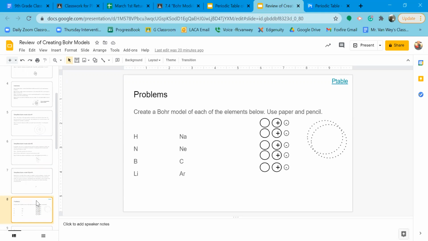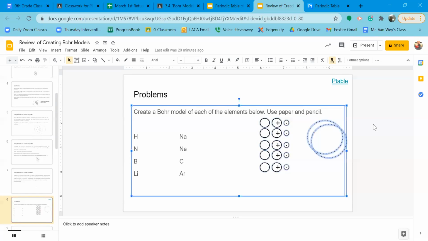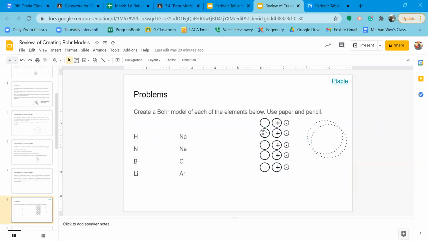So now we've got some problems. Now we've got some examples I wanted you to do. We're going to create a Bohr model for each of the elements below. We're going to use paper and pencil. And actually, I don't need these anymore because I just went ahead and put them in slides below.